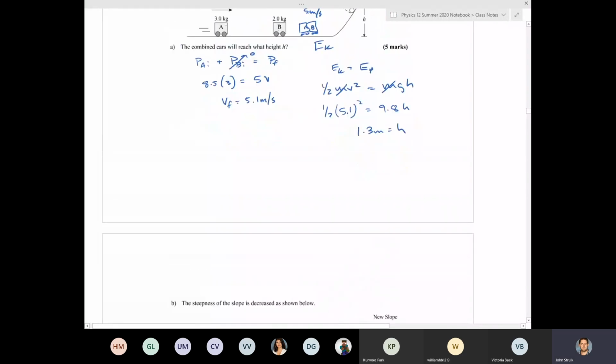Other ones like that will be like, you'll have a cart starting at the top of a hill, and then it'll hit another cart, and then they'll jump off a table or something like that. So if that was the case, you'd have to find the speed at the ground or something like that. So you use momentum and then figure out the velocity of both cars when they hit, and then use your conservation of energy.